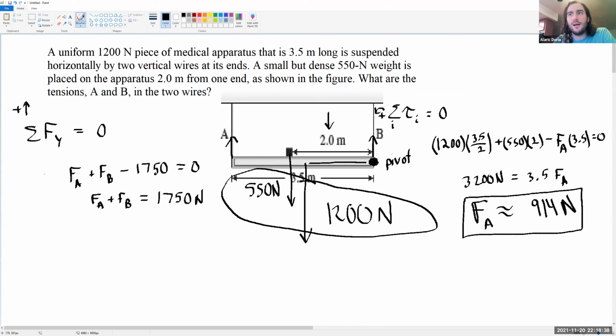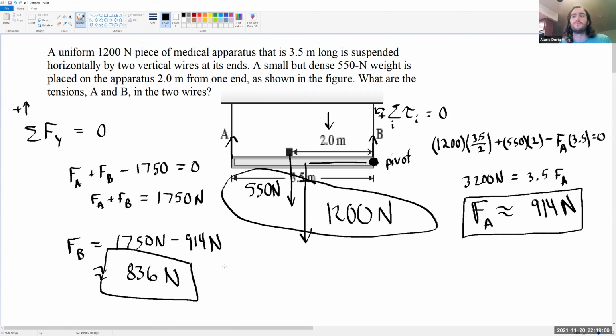And that allows us to calculate what FB is. So FB, from this expression over here on the left, is equal to the 1750 newtons minus the 914 newtons here. So just double check on your calculators as well to make sure that I haven't made a mistake, right? So 1750 minus that 914 gives us about 836 newtons. So FB is 836 and FA is 914.